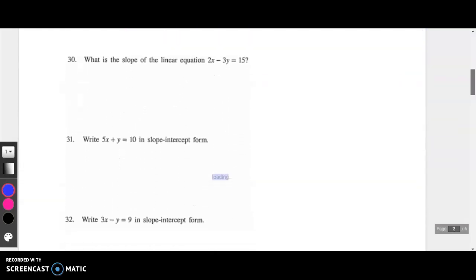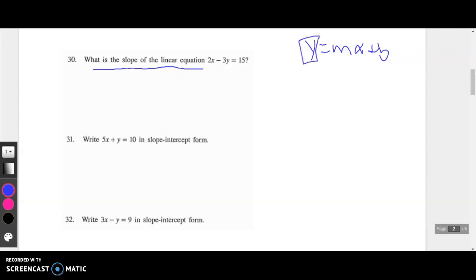All right. Now, the second thing I want to talk about is writing an equation in slope-intercept form. So this question asks, what is the slope of this linear equation? Well, we would know what the slope is if this were in slope-intercept form, which this is not. But that doesn't mean that we can't put it in slope-intercept form. All we have to do is solve for y.